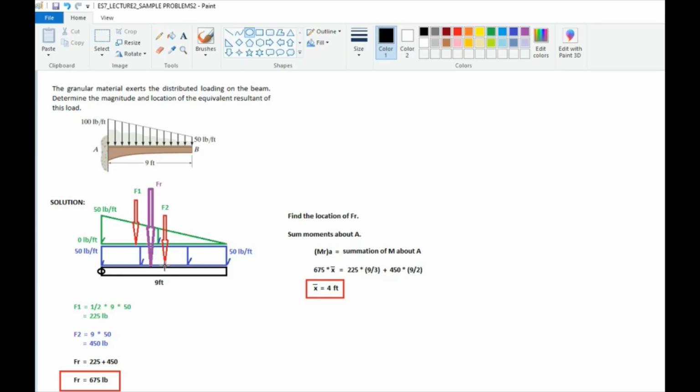Kasi, ang centroid ng tawag dito, rectangle ay ayan, sa gitna. So, yung kalahati, no, ng length. Kaya 9 over 2. So, solving for X bar, we get X bar equal to 4 feet. Ayan. So, ibig sabihin, yung FR natin is located at a distance 4 feet from point A. Okay? So, that's all. Thank you.